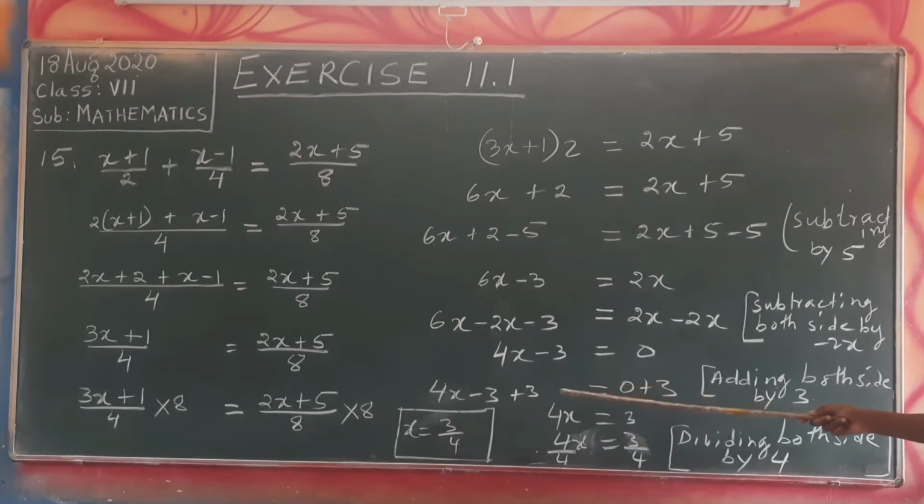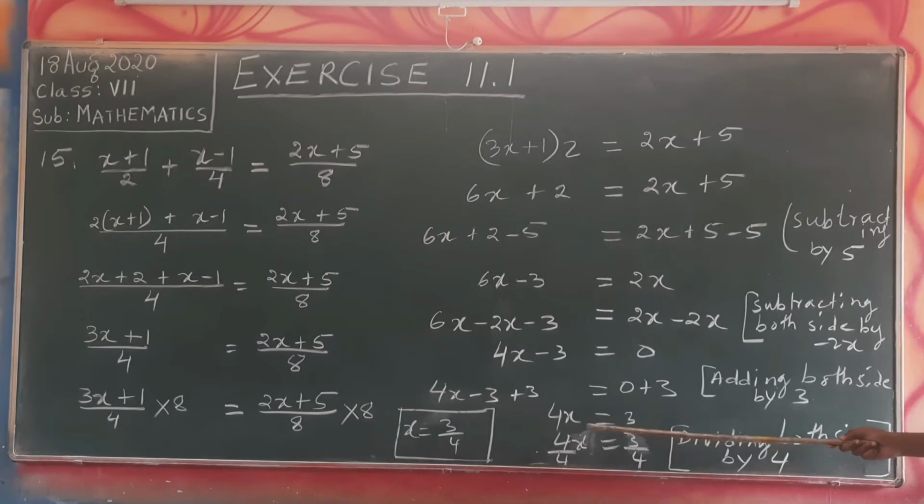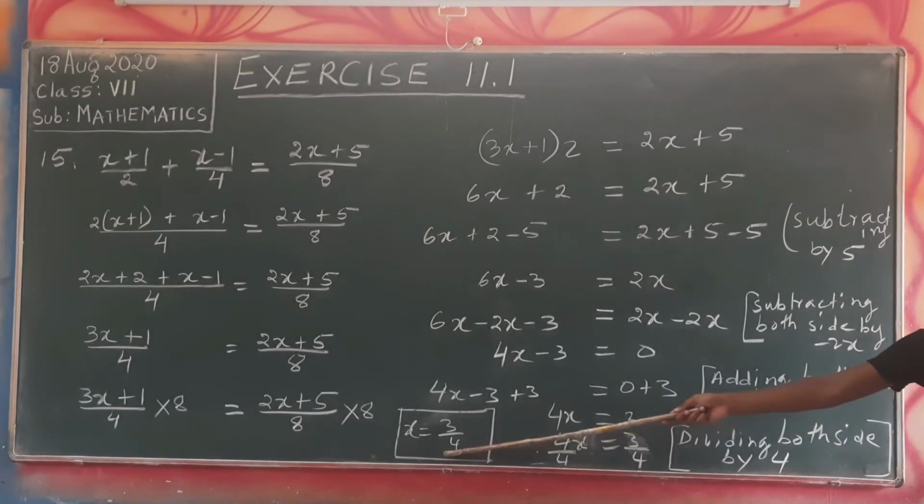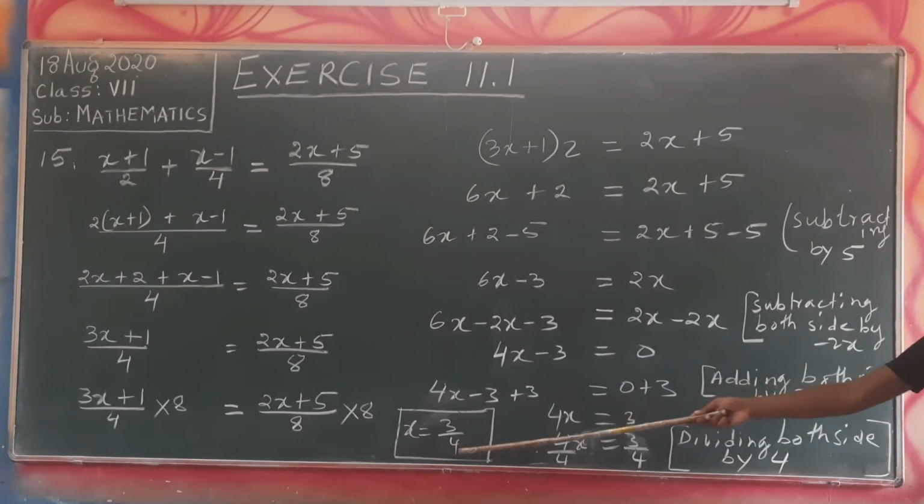Next step we get 4x minus 3 plus 3 is equal to 0 plus 3. 0 plus 3 we get just 3, and in the next step we get 4x is equal to 3. In the next step, what we have to do? We have to remove the 4. In order to remove the 4, we divide by 4. So 4 gets cancelled and we get on the left hand side x is equal to 3 upon 4.